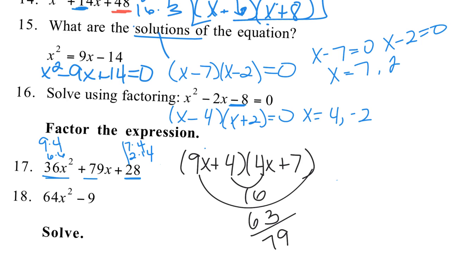Number 18, we should recognize right off the bat as a difference of squares. 64x squared is a perfect square, 9 is a perfect square. So 8x plus 3 times 8x minus 3.